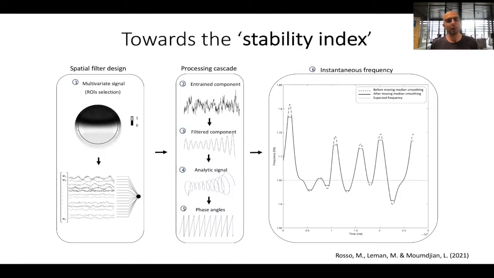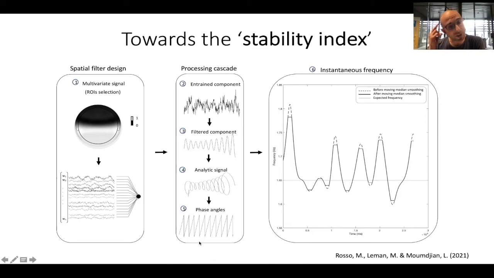Here you see graphically summarized the steps which lead to the computation of the stability index. As I mentioned, the starting point consists of the design of a spatial filter, which we use to compute the weighted average of the multivariate EEG dataset, extracting one single time series, which should be the maximally entrained component, as I said.